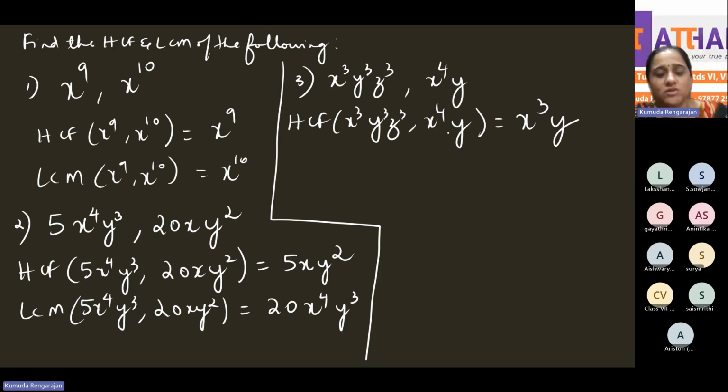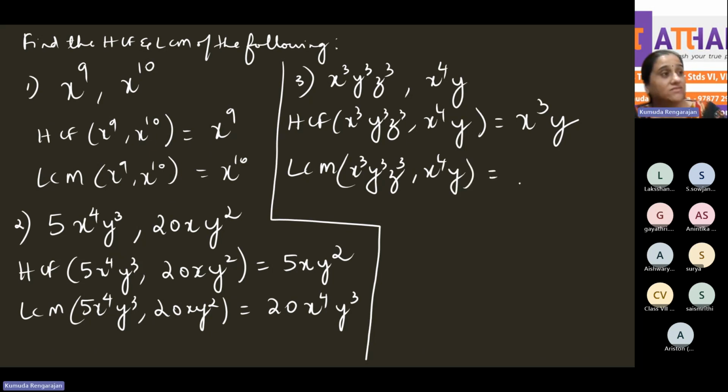So x cubed, x to the power 4, least power, x cubed. Y cubed, y, least power, y. Z is not present in both, ignore. That's the HCF. For LCM, greatest power: x to the power 4, y cubed.